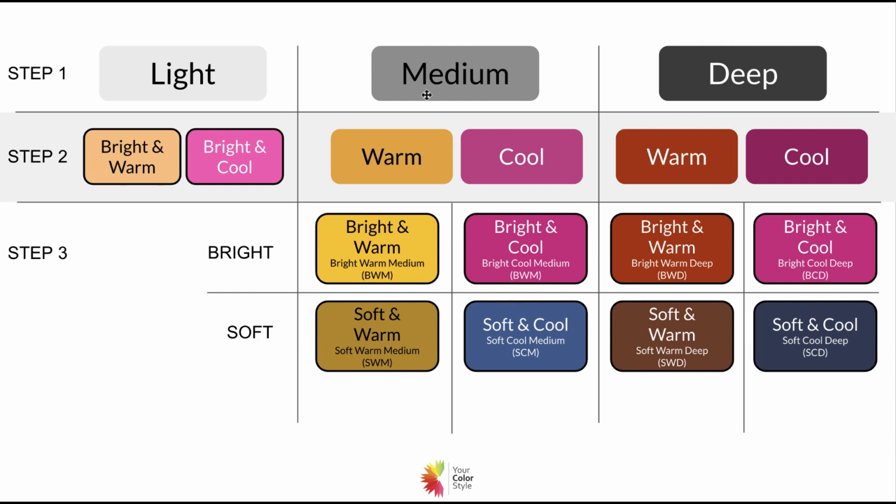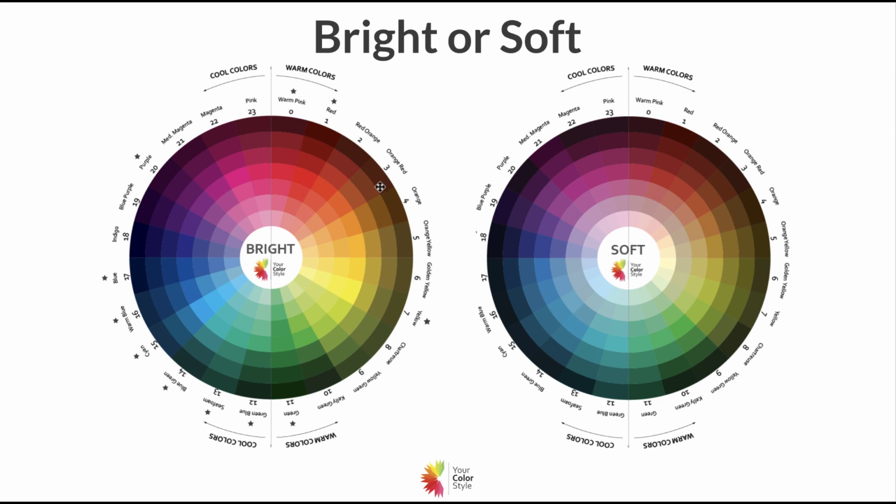soft. So at this point, if you are medium or deep or feeling like you might be one of those, you then need to decide for step 2, are you warm or cool? Warm undertones or cool undertones? And then you narrow it down by whether or not you wear brighter colors or softer colors best. And so once again, you're going to decide which color wheel you're going to pull colors from. Okay, so that is an overview of the Your Color Style methodology.